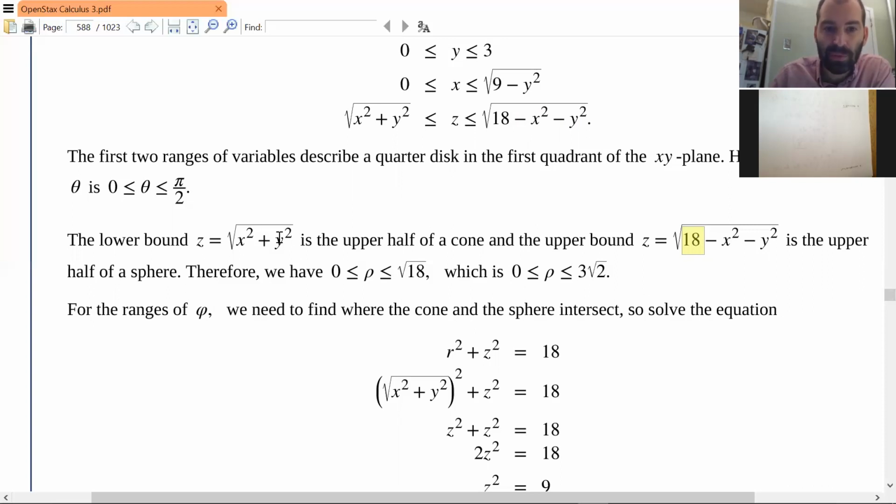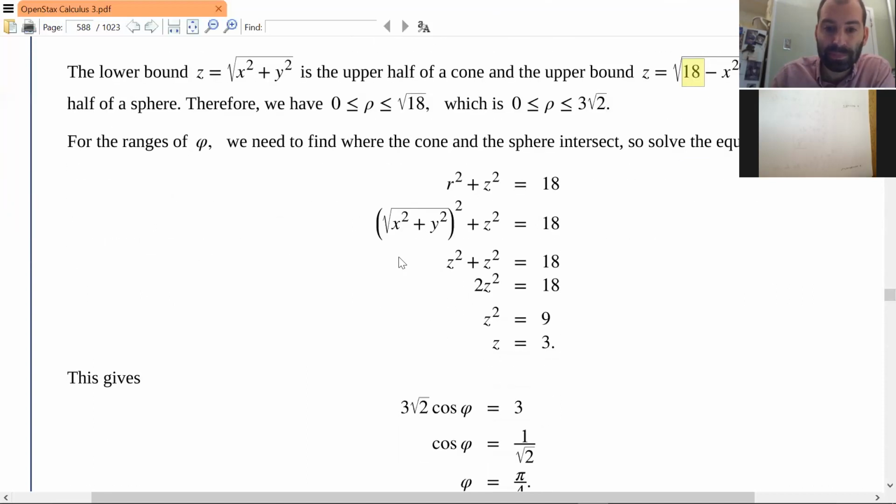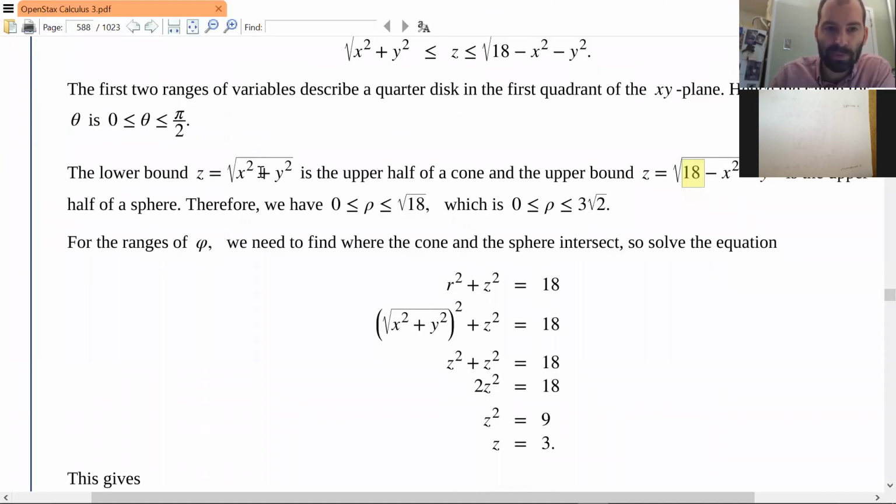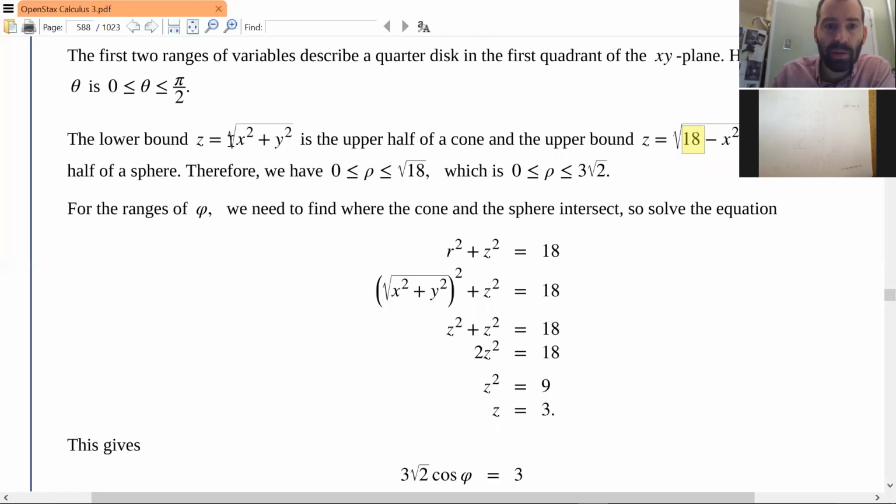Phi, just like we had before, goes from 0 up until we hit that cone, right? And for that cone, they actually find the angle corresponding to it. They work it out down here. They replace this thing with r squared in here, and then they square both sides. They say x squared plus y squared is the same as r squared. I guess they're temporarily using cylindrical coordinates.